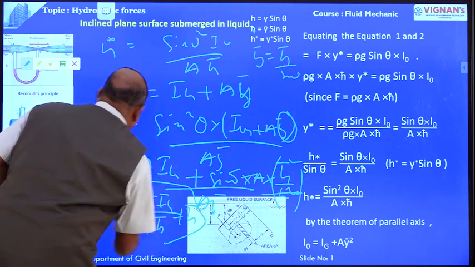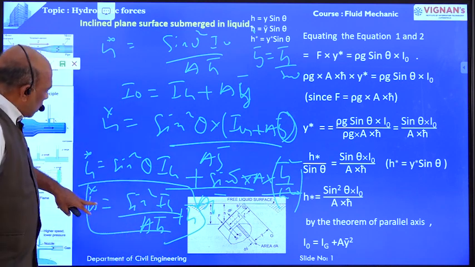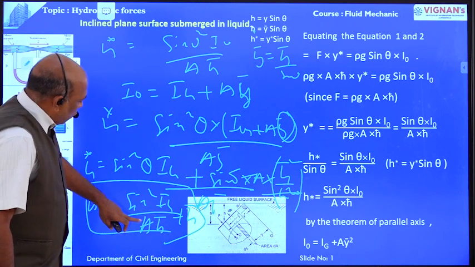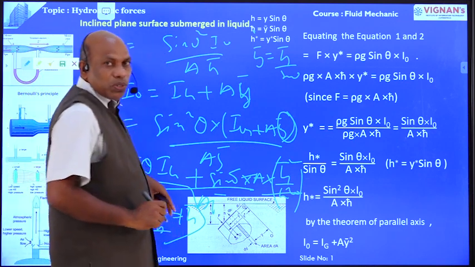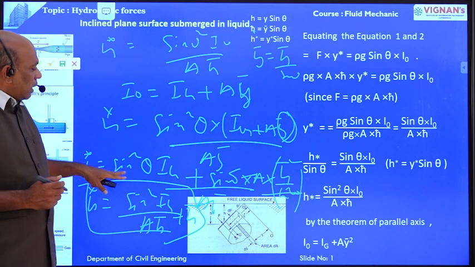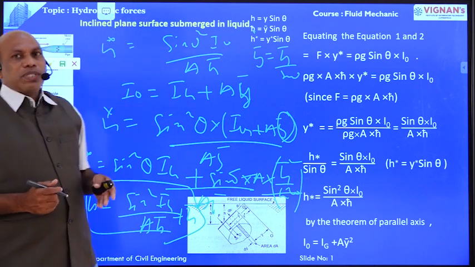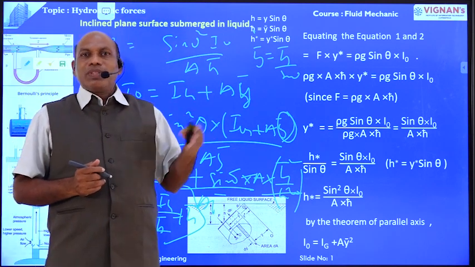From this, finally we have h star equal to sin square theta I G divided by a h bar, plus h bar. This is the equation we are going to use for determination of the center of pressure in the case of a plane surface immersed at an angle theta with the horizontal.